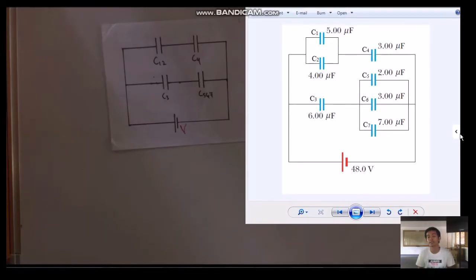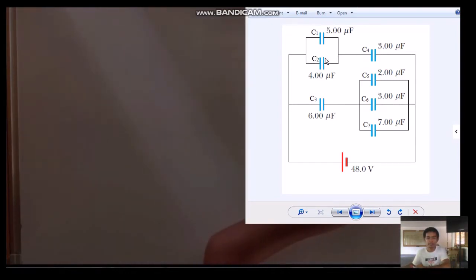So this is the next example of complex combinations of capacitors. This is more complicated compared to the previous examples, example 1 and example 2. As you can see in the circuit diagram, C1 and C2 are connected in parallel. And then C5, C6, and C7 are also connected in parallel.